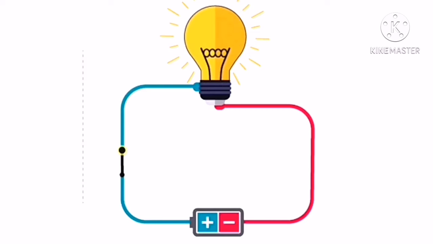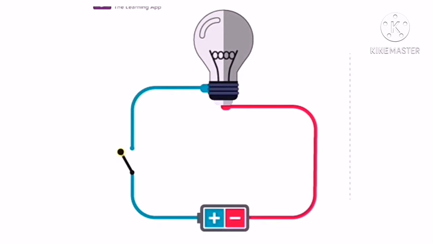Now students, what do you understand from this activity? You understood that a current flows through the circuit and the bulb lights up. So easy. Now see this picture. When you remove the cell, the electrical current flowing through the circuit stops, and therefore the bulb does not glow, as you can see in this picture.